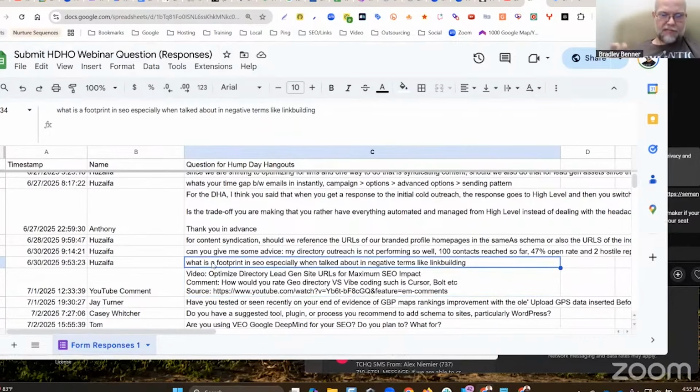What is a footprint in SEO, especially when talked about in negative terms like link building? That's where it's easily detectable or identifiable that you are doing things intentionally to manipulate search performance. And with backlinks, that's like, if you have a whole bunch of domains that you're using for link building all hosted on the same hosting account, the same IP, then backlinks coming, then you're going to have multiple referring domains that have the same IP, right?